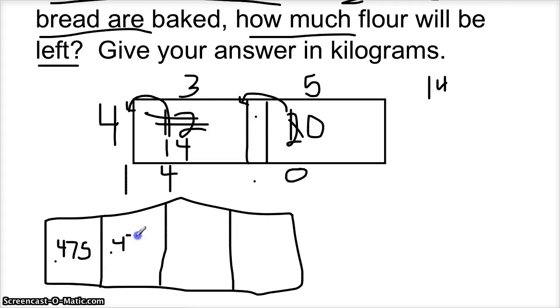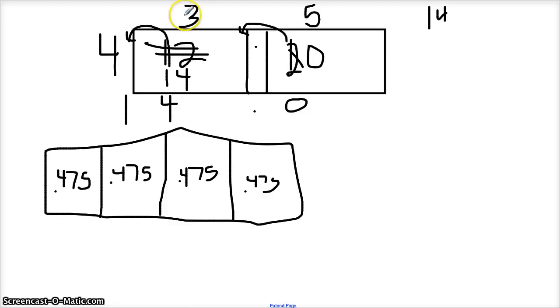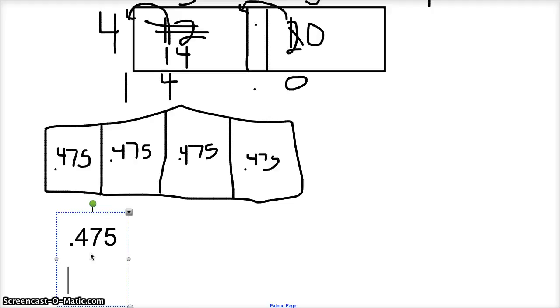Okay, so now how much flour is it going to take to make the muffins that I need to? What can you do to solve this problem knowing that each one of these is 475 thousandths? Pause the video while you do this. Okay, so hopefully you have figured out that you just need to multiply. I have 4 groups. I'm multiplying 475 thousandths times 4.